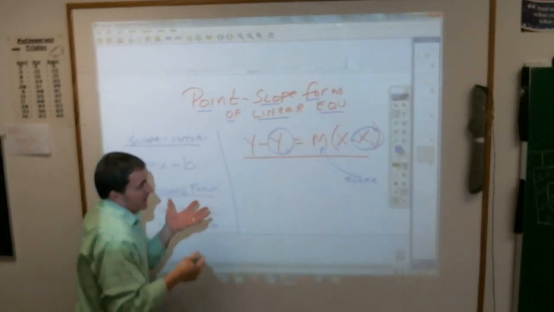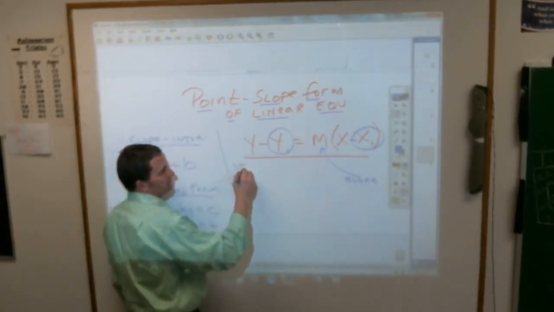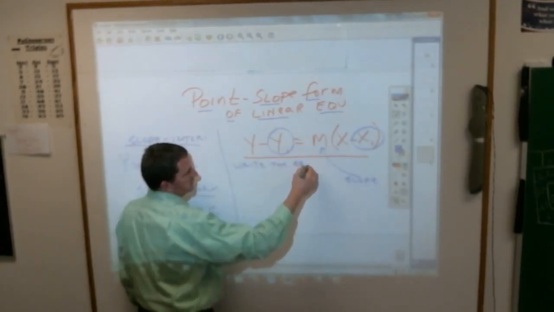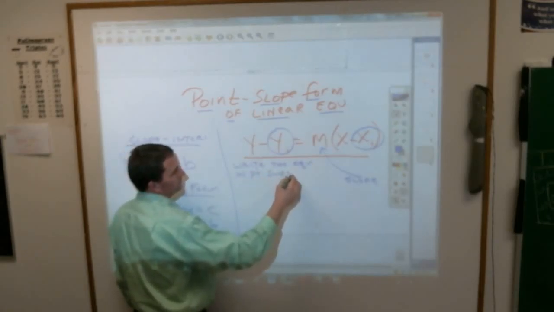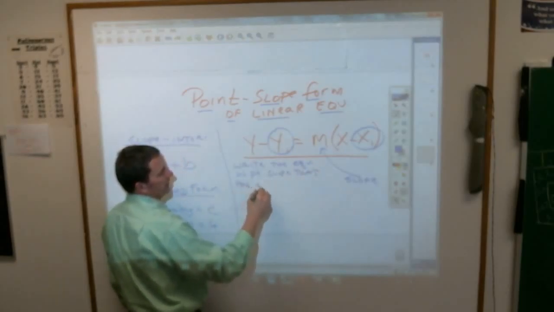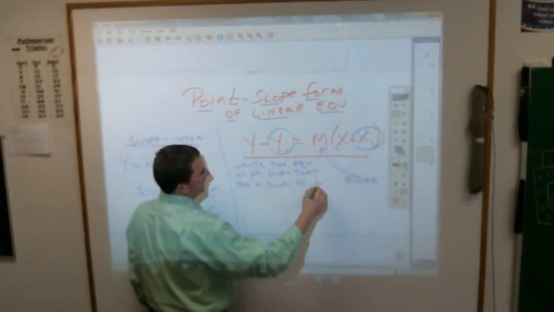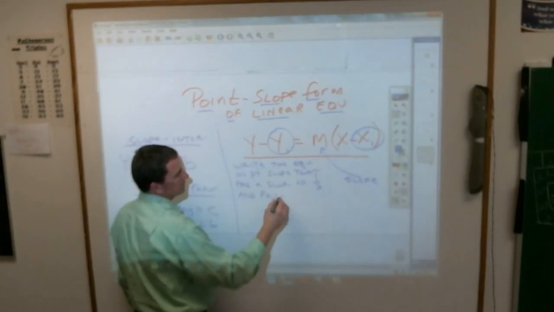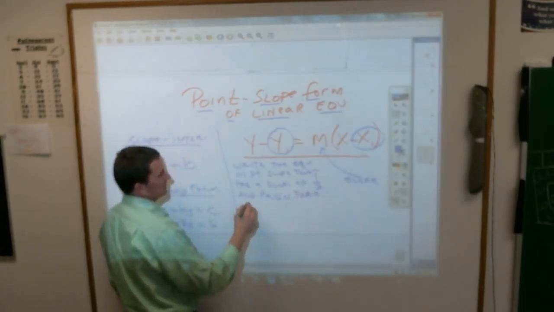So here is what they will do. They will say this: write the equation of the line in point slope form that has a slope of 1/2 and passes through, let's say, (7, 8).